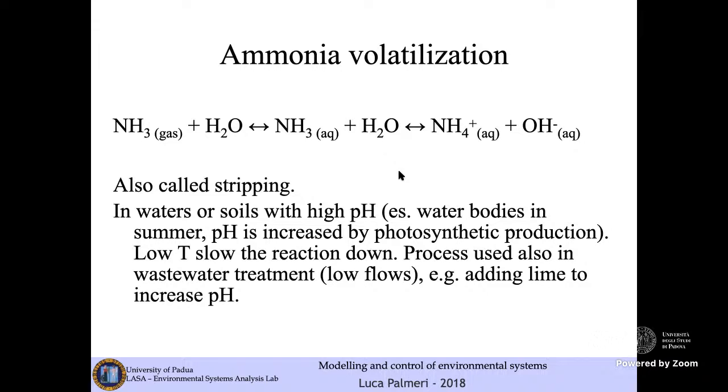At low temperature, the reaction slows down. So this process may also be used in wastewater treatment plants with low flows, for example, by adding lime to increase pH.